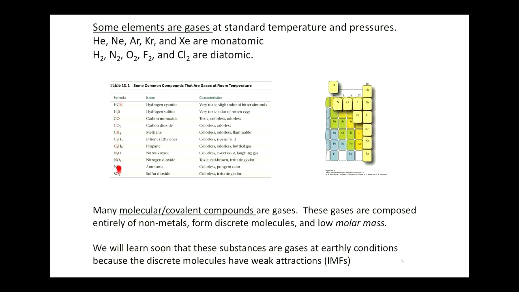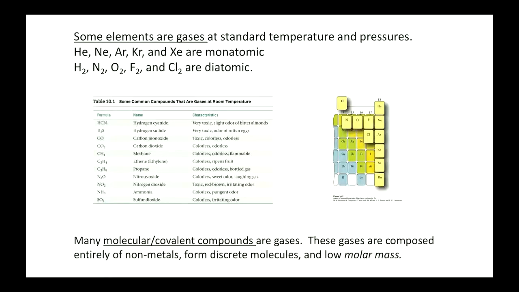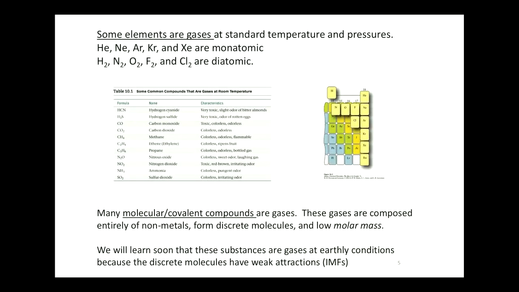Also these organic compounds are relatively low molecular weight. They also are gases at room temperature. So the commonality here is that most of these things are molecular covalent molecules. They form discrete molecules that are weakly attracted towards one another, so they easily become gases. So that's the big idea here.